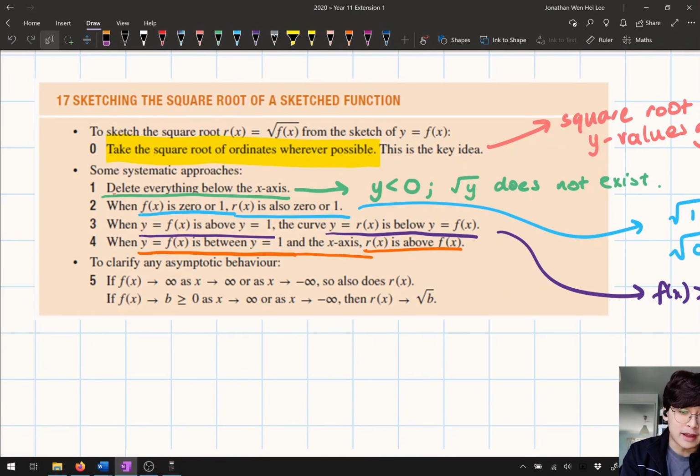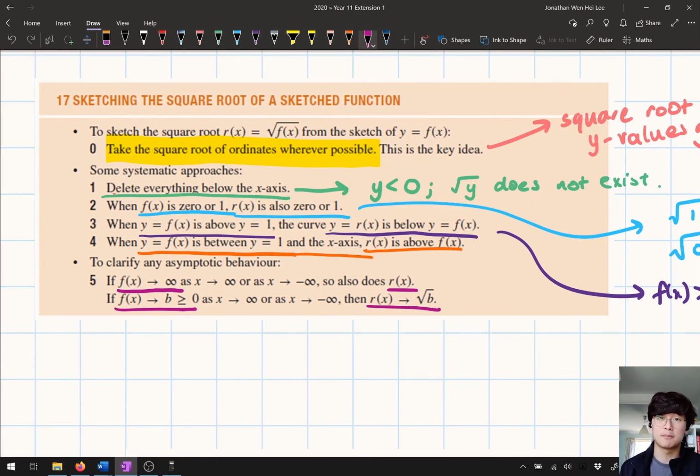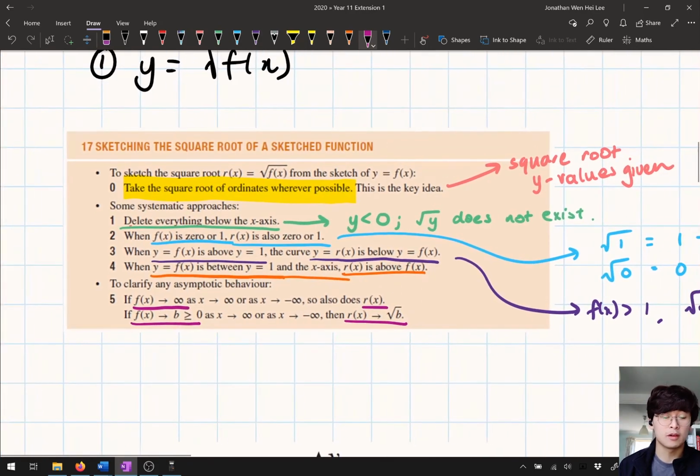We also have a bit of asymptotic behavior that we need to look at. This is what happens when x becomes very, very big, or very, very big on the negative side. If f of x goes towards infinity, so does r of x. And if f of x goes to b, then r of x goes to square root of b. Now we're going to get a bit of practice doing this, so I'm going to apply these steps with a few examples below.